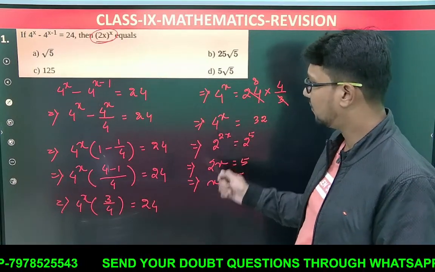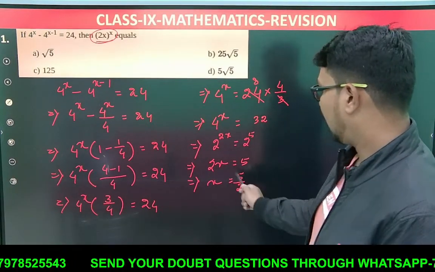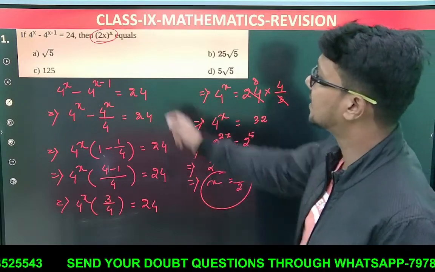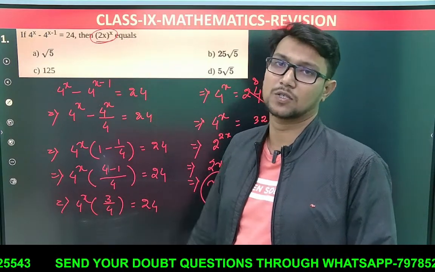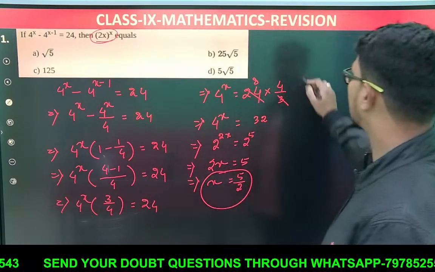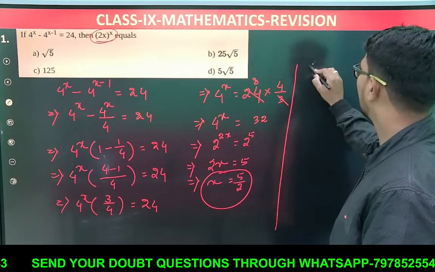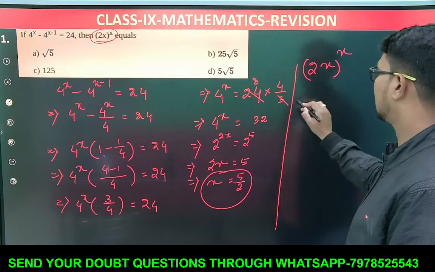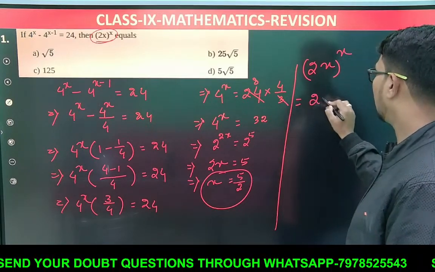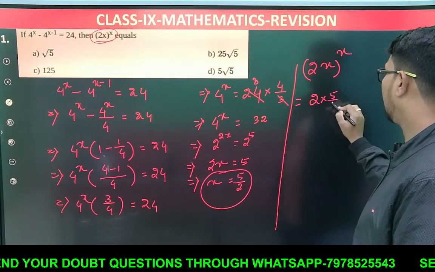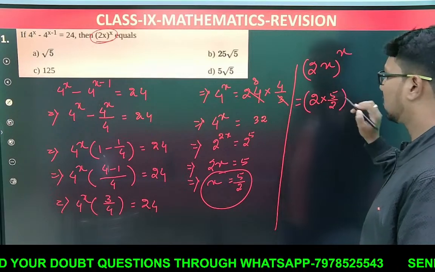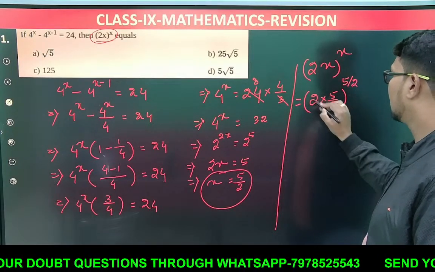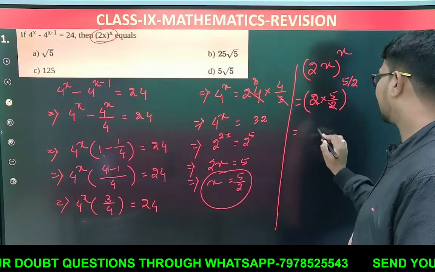Check, where we have got the x value: how much? 5 by 2. But what is the question asking? (2x) to the power x, (2x) to the power x. So let us find. (2x) to the power x is equal to (2 into 5 by 2) to the power how much? 5 by 2. Check, the 2 cancels.